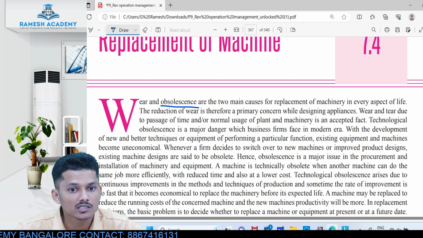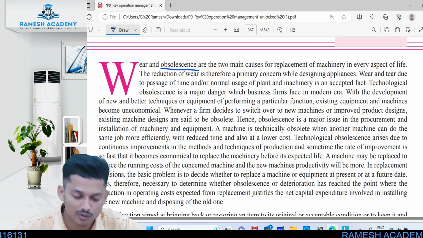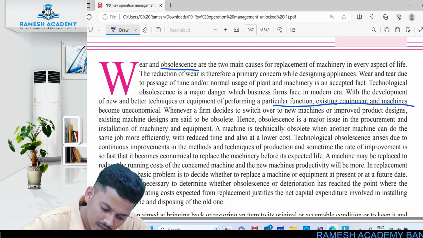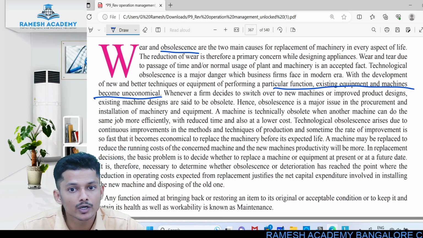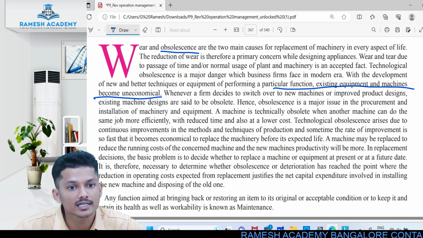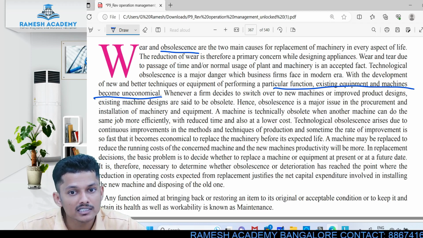Technological obsolescence is a major danger faced by business firms in the modern era. With the development of new and better techniques or equipment for performing a particular function, existing equipment and machines become uneconomical. Whenever a firm decides to switch over to new machines or improved product designs, existing machine designs are said to be obsolete. Hence, obsolescence is a major issue in the procurement and installation of machinery.